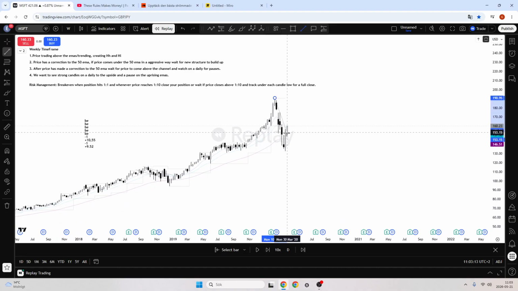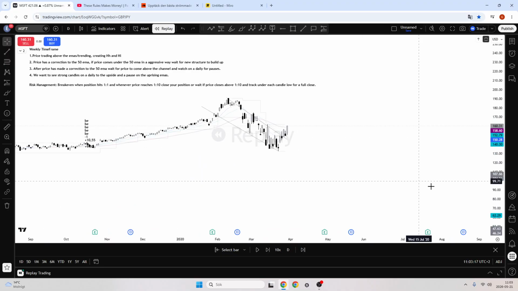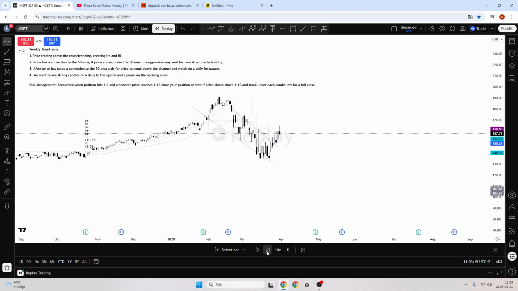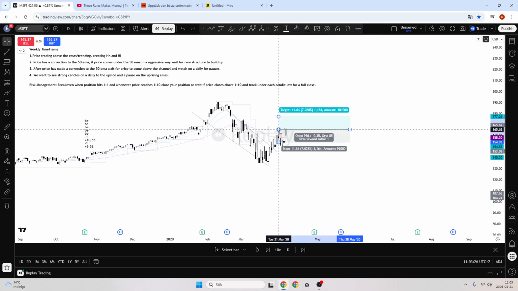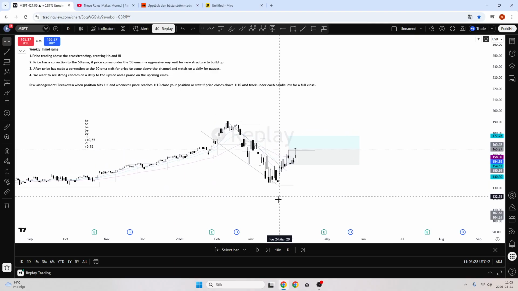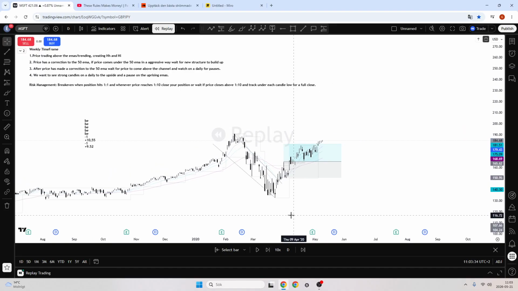So you have created a channel right here. This is a little bit of a smaller channel, but still a channel in my book. So we wait for a pause. This is a pause, so we will simply be in this position right here. Throw a buy stop at this point, protect under this, wait for our 1 to 1. Reaches 1 to 1.